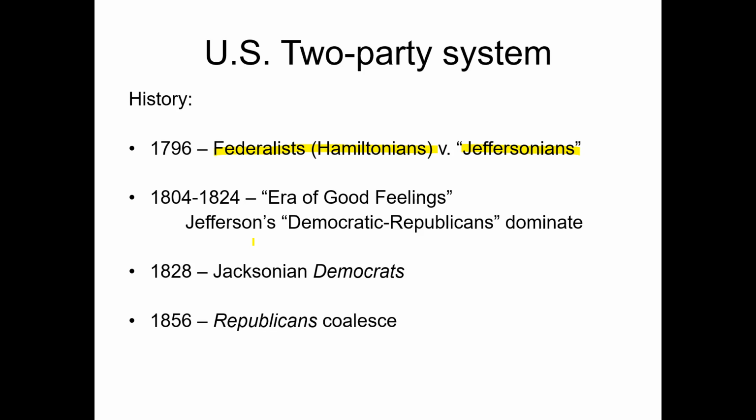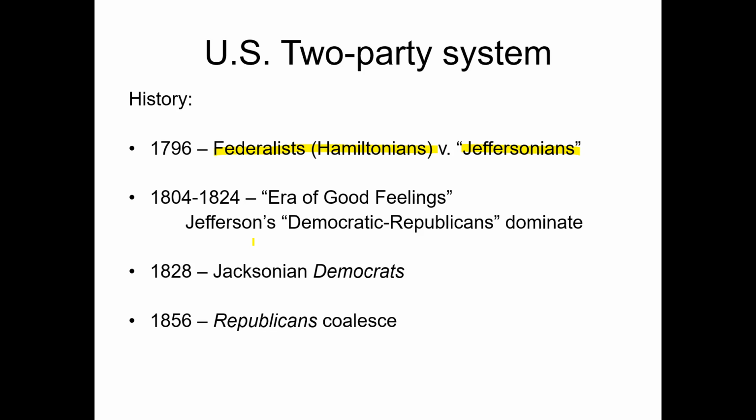Unfortunately, as we moved towards the Civil War, the Democrats, particularly in the South, were the party that advocated for slavery. By 1856, the Republicans had coalesced from several parties, including remaining Federalists and the Whig Party, with Abraham Lincoln as their candidate.